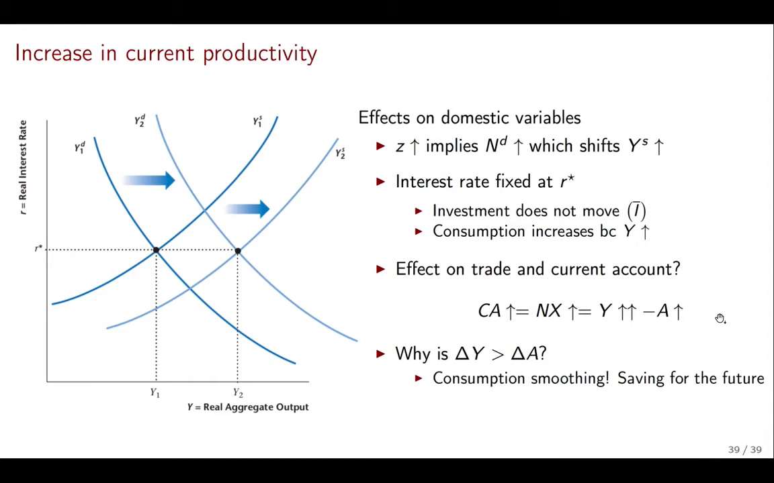The reason is actually very straightforward, and we've mentioned it a lot in the past. The change in output is higher than the change in absorption because of consumption smoothing. The agent wants to save part of the additional output for future consumption, and so the change in absorption is lower than the change in output. Because of that, the country now has a surplus of goods relative to what it had before. That surplus of goods is exported, thus increasing net exports, thus increasing the current account.